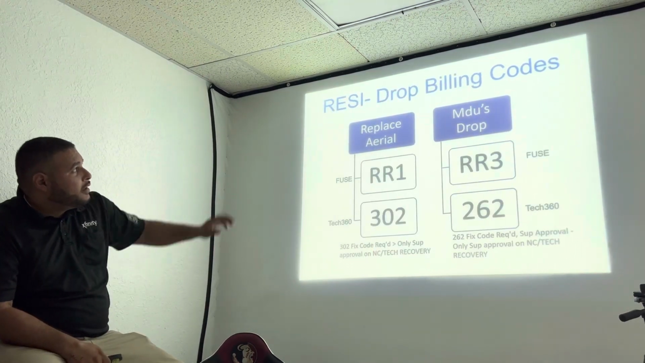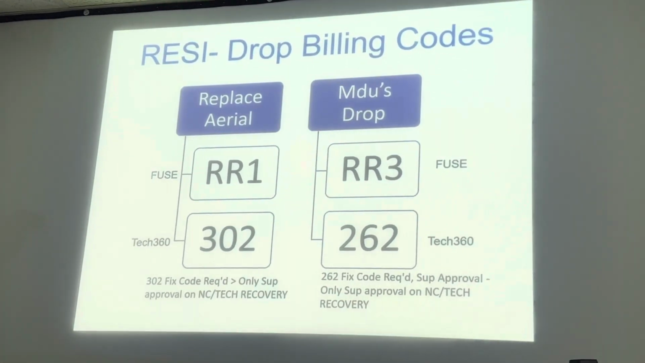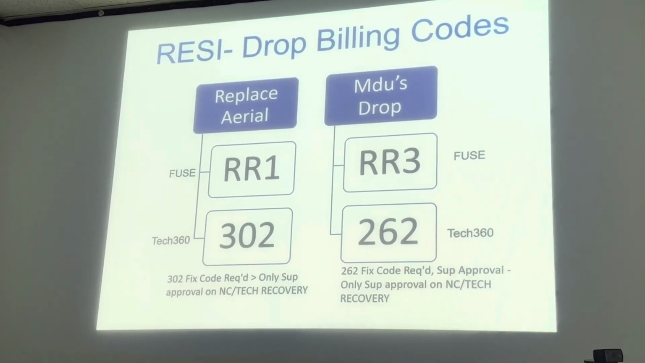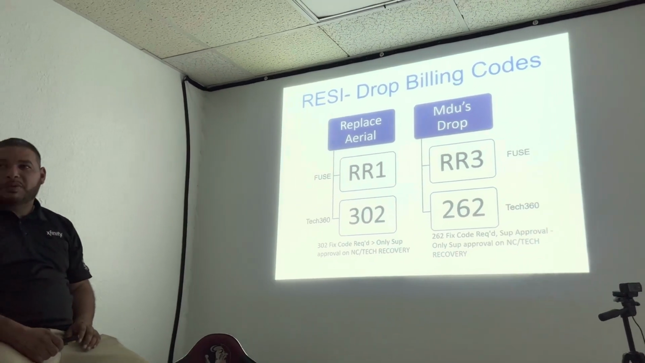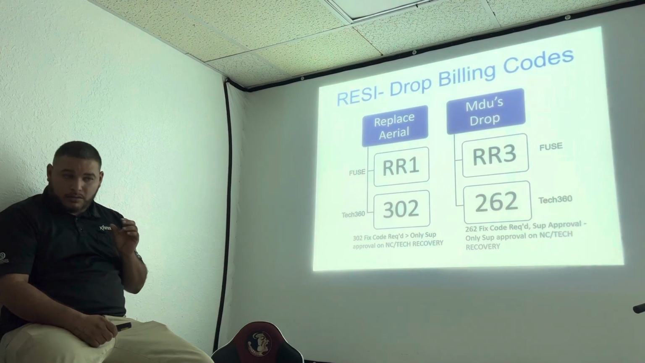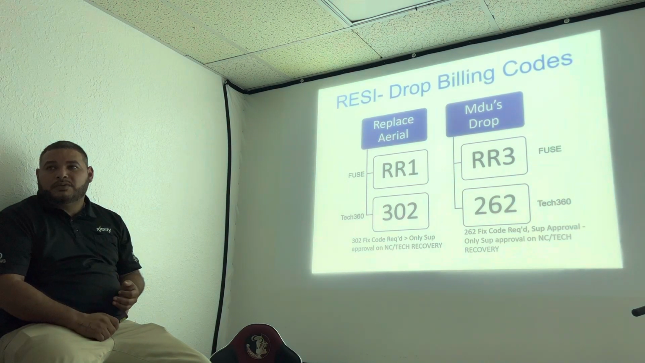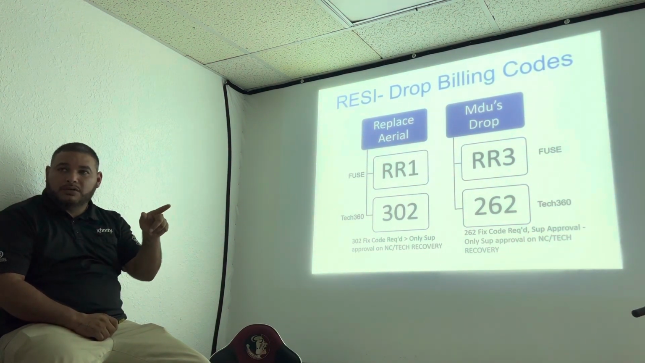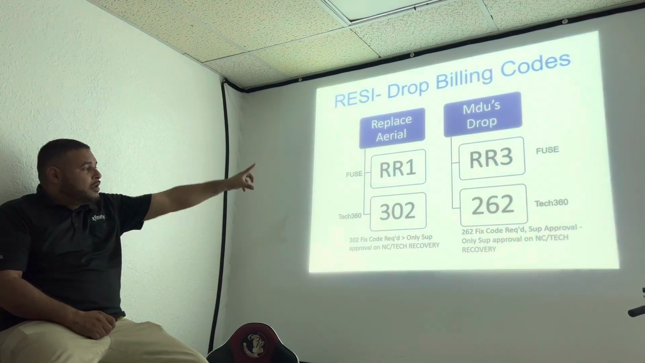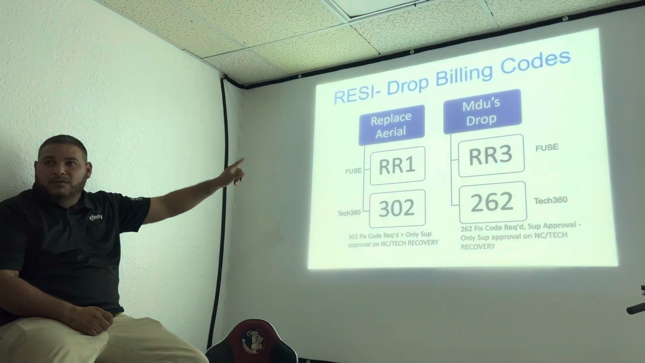These are the residential codes for the drops. Aerial drop replacement, when do we bill for this? For example, let's say you went for an install and the drop needs to be replaced. In order to get paid properly, there are a couple of things that need to happen. One, you need supervisor approval. Hey, listen, put it in your notes or in your book that I'm replacing this drop. If it's an aerial, when you're closing out the job in Fuse, you have to put RR1. That's the billing code for an aerial drop.